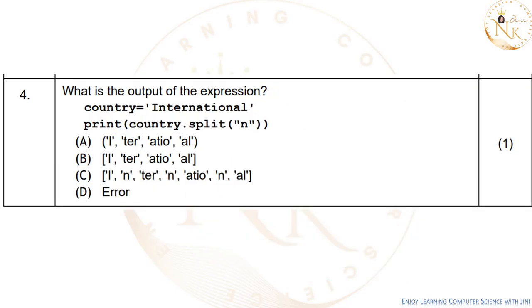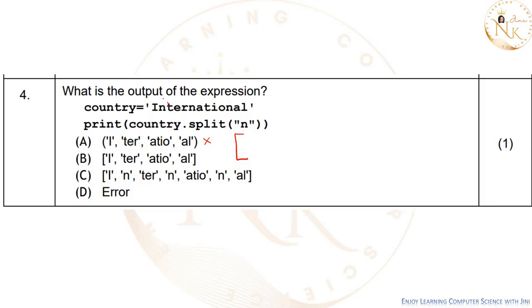What is the output of the expression? Country is equal to international. So this country is a string data type. Now print country dot split of n. The split function will give you the output in a list. So this one will not be your answer. Split always returns a list. Now by which character are we splitting?